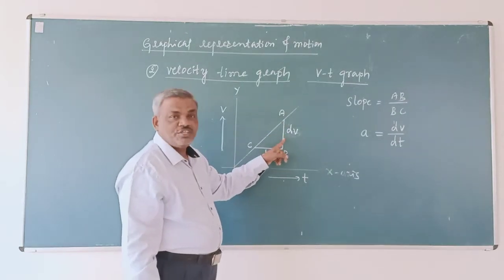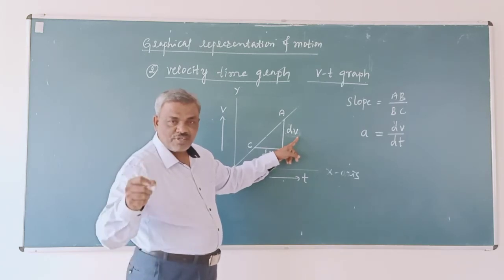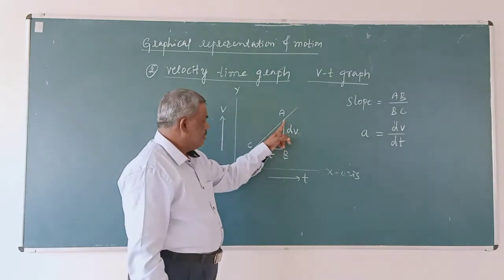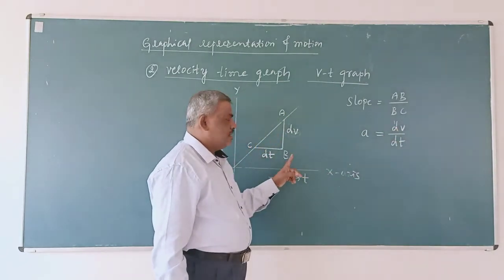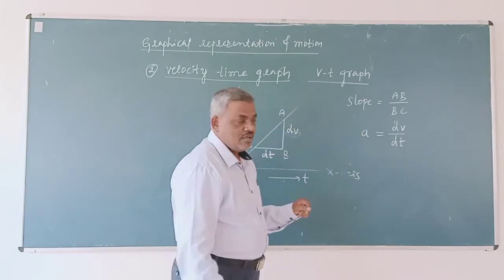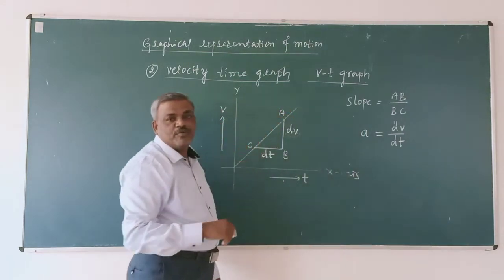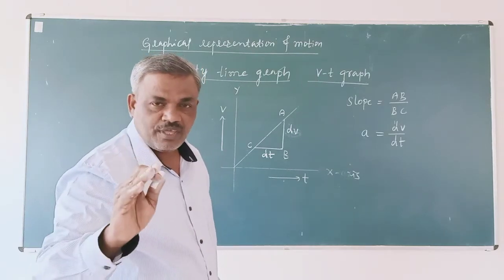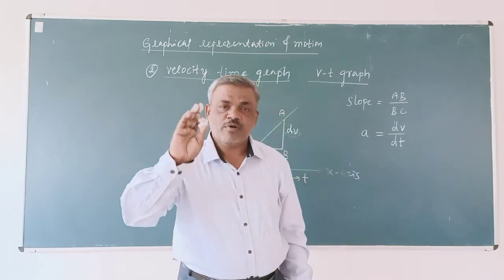So AB is the change in velocity, symbol dV. The change in velocity takes place in a small time dt. Slope equals AB by BC. So AB is dV and BC is dt. The rate of change of velocity is called acceleration. Now the slope of the VT graph gives the acceleration of the body. So one more question: what does the slope of the velocity time graph represent? Acceleration.